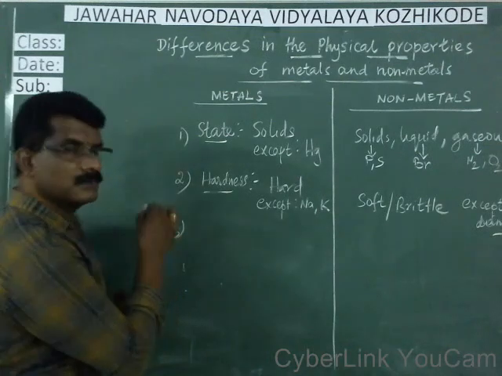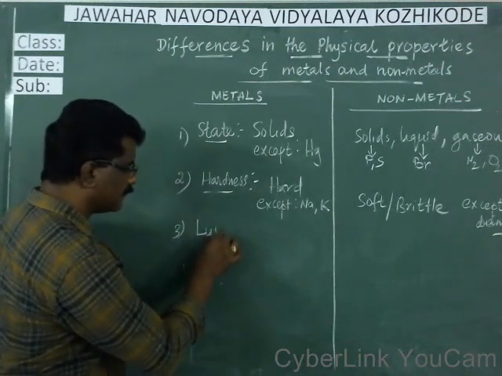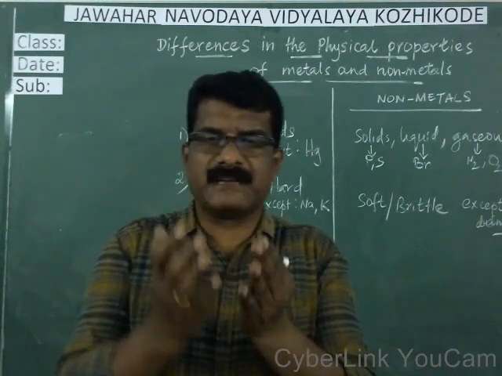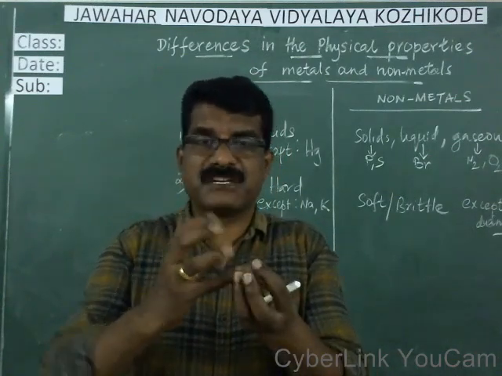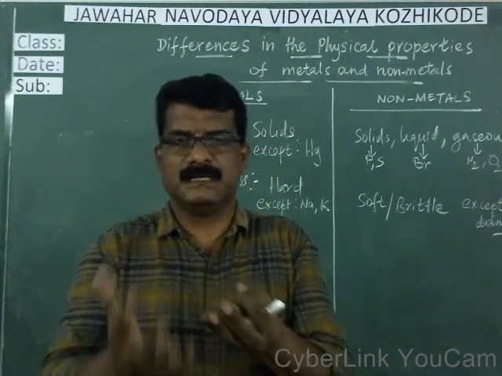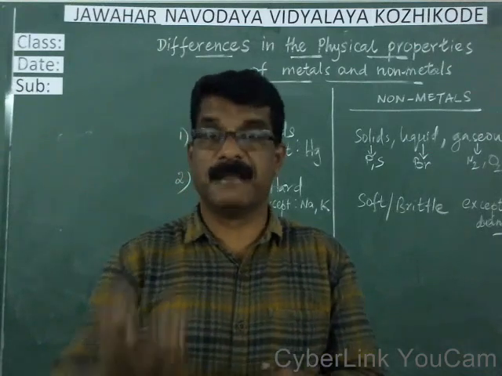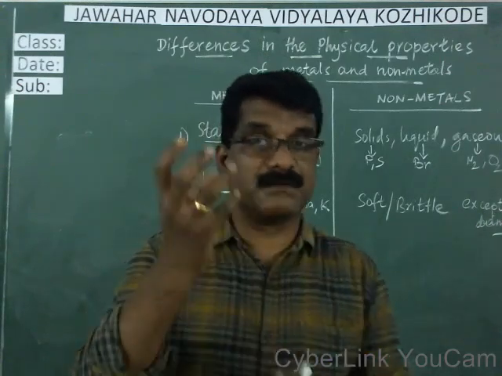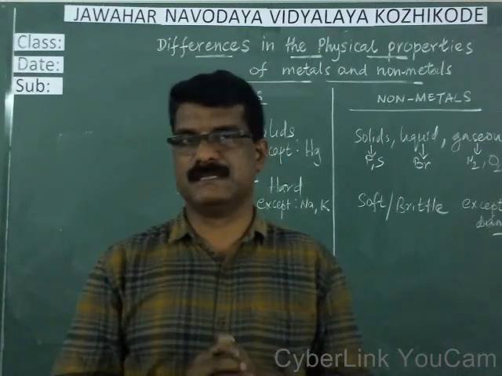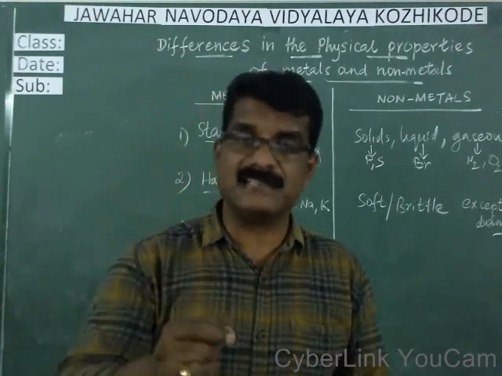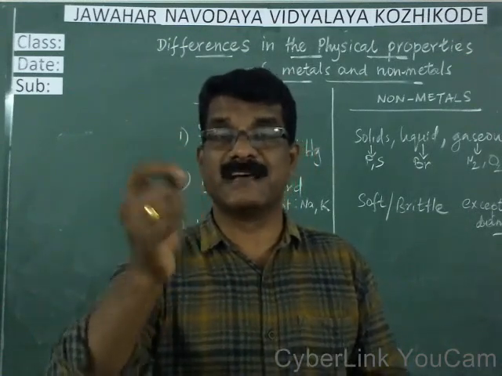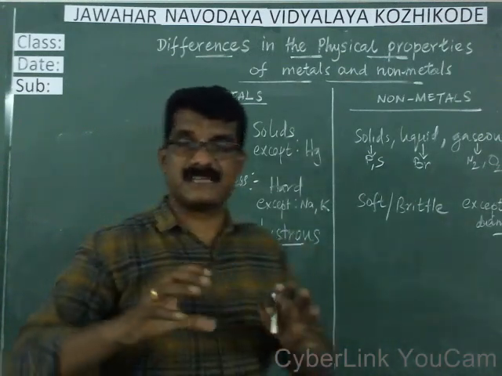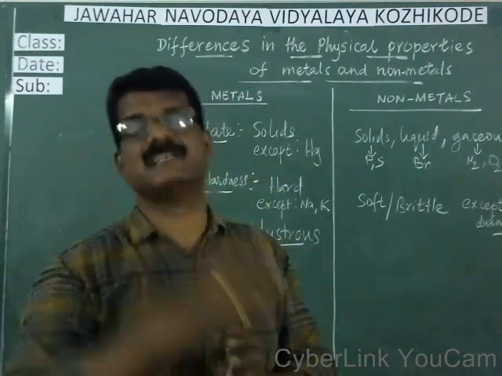Then coming to lustre. Lustre means the shining nature. Normally the metals are very shiny. They have a shiny surface. See gold, platinum, silver, copper, even iron. The fresh iron pieces are very lustrous. They have a shining surface. So we call it, metals are lustrous. That means they have a shining surface.